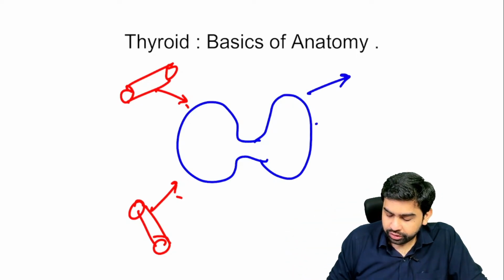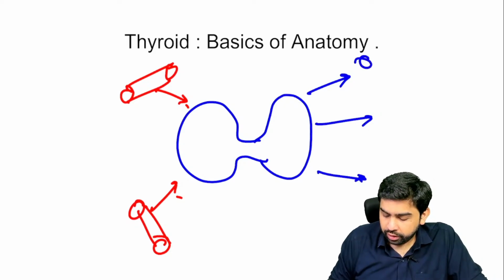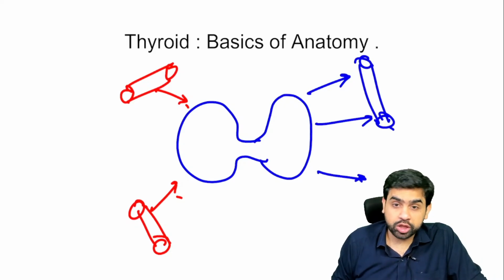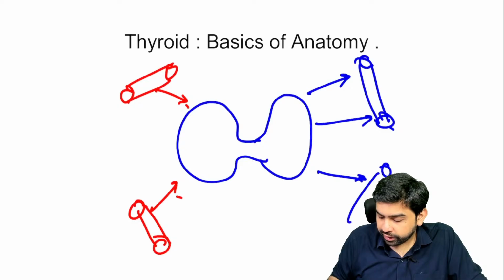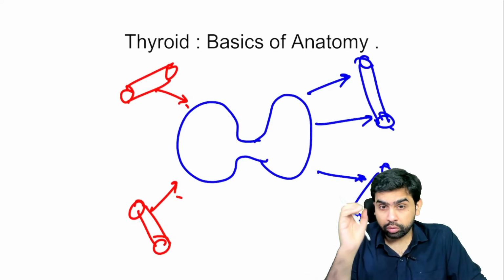Then we have the veins. We have three kinds of thyroid veins. The superior and the middle thyroid veins basically go into the internal jugular vein, and the inferior one goes into the brachiocephalic trunk. All those things are fine.